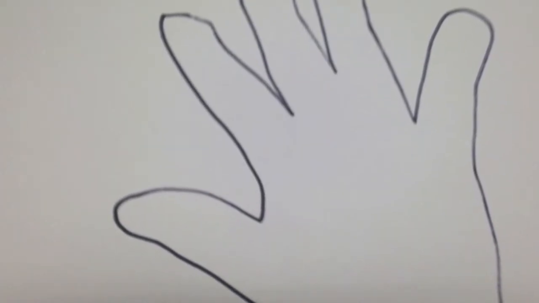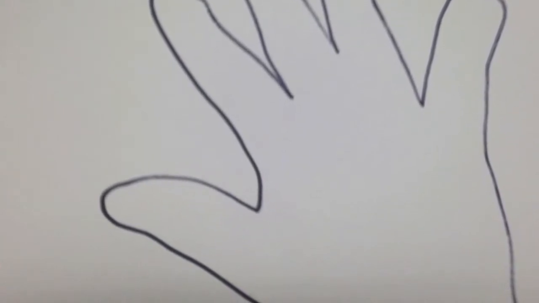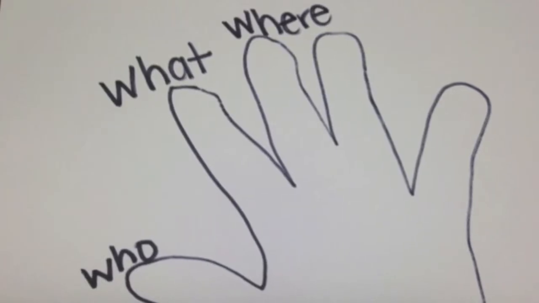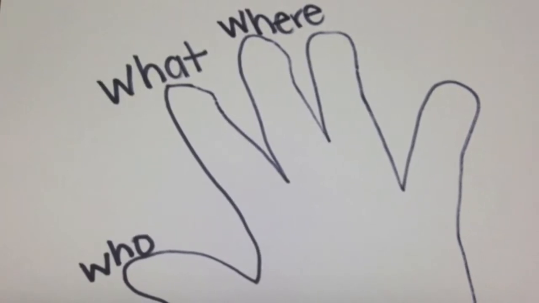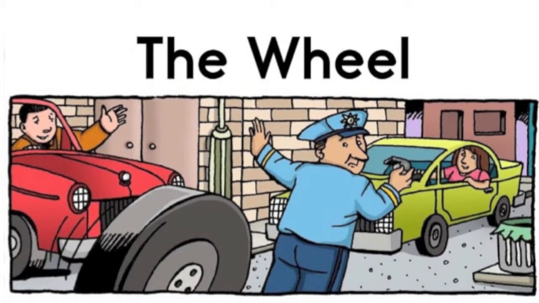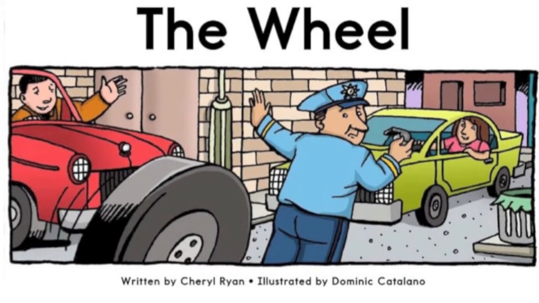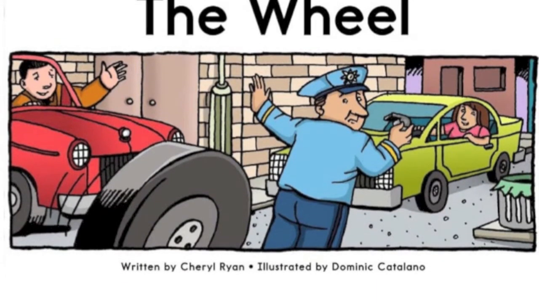Now it's your turn to draw your hand in your notebook so you can answer these questions after you read. These questions will include who is the story about, what is happening, and where it is occurring. Let's first look at the cover and ask ourselves if we know who or what the book is going to be about. What is your prediction?